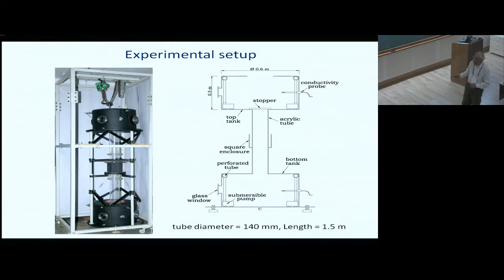Then you remove the stopper, and because this is heavier, it is an unstable situation. The heavier fluid starts moving down and the lighter fluid starts moving up. So it's not a steady experiment, but it's a rundown experiment. But the experiment itself takes several hours, so essentially you can treat each moment in time as quasi-steady.